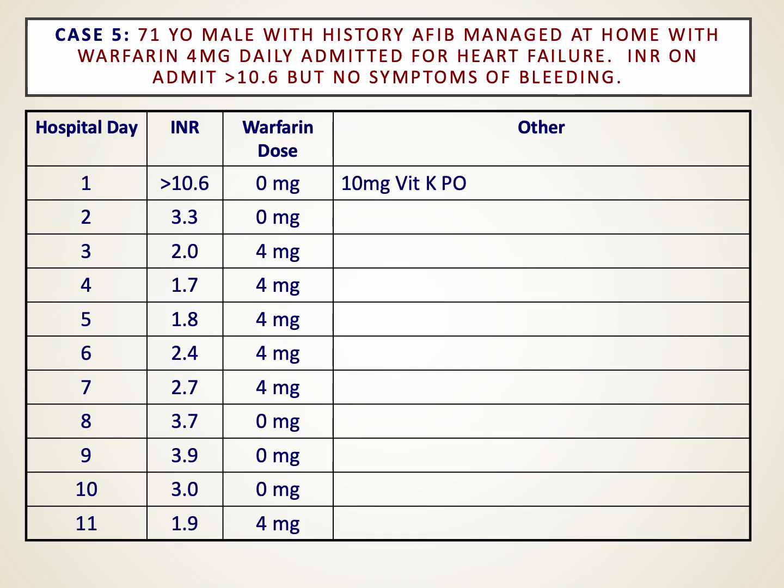Case 5, 71-year-old with AFib, basically admitted with high INR. We give him vitamin K. We hold the dose as INR comes down. We restart Coumadin. And keep in mind that his Coumadin INR levels don't do too much until later in the week, and then they overshoot. Why? Because for the first few days, that vitamin K is still hanging around. It's blunted some of the effect of warfarin on the INR.